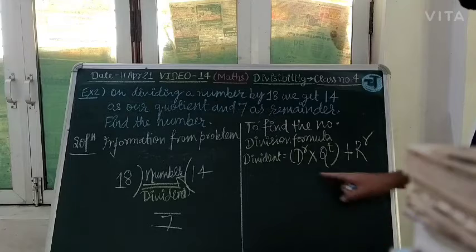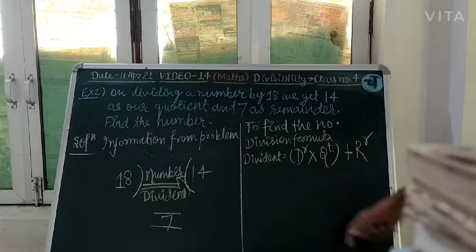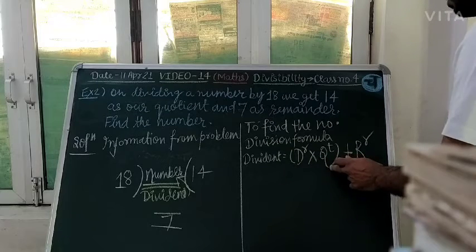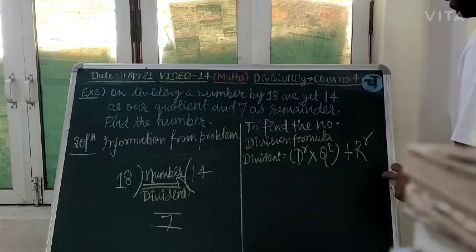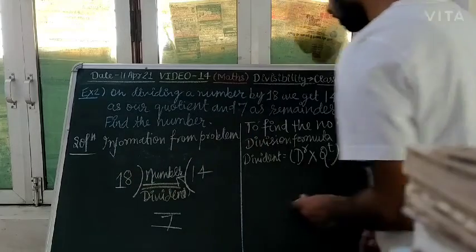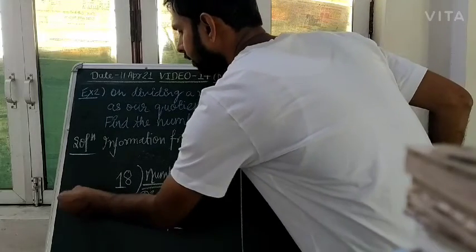You will not abbreviate it. You will write the complete word. This is divisor, this is quotient, this is remainder. Divisor into quotient plus remainder. This one is our divisor.